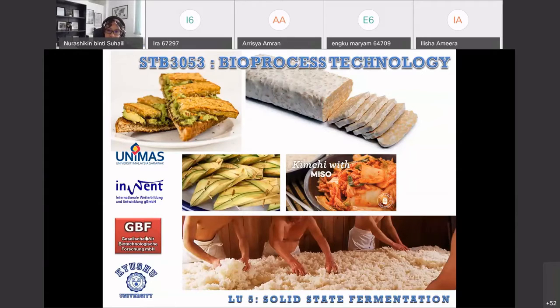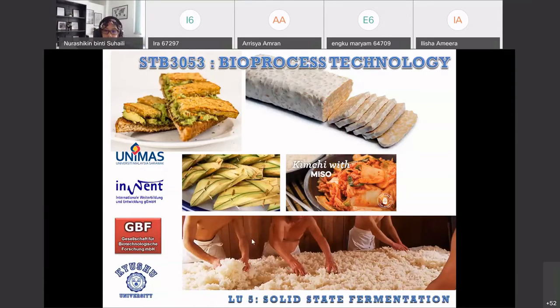So today's topic is about solid state fermentation. As the name suggests, you can expect that the fermentation is carried out in the solid state. What differentiates solid state fermentation and liquid fermentation is that solid state fermentation doesn't have flowing water. You cannot see the liquid going through, but it still has a certain amount of water. We're going to discuss that later.